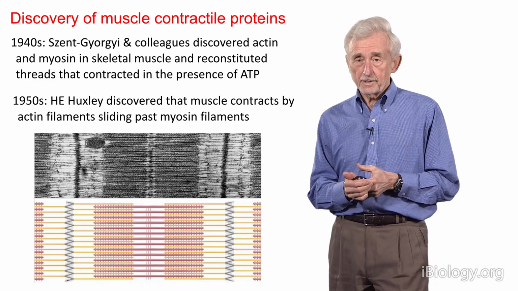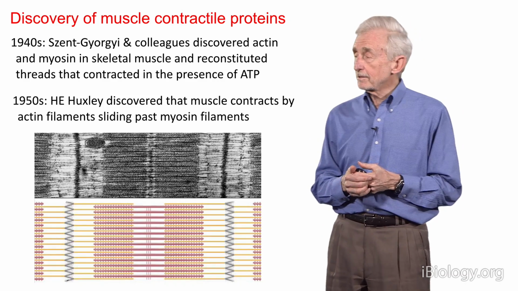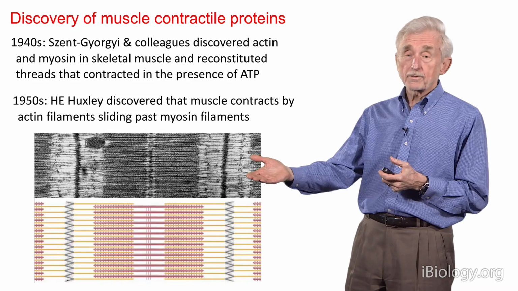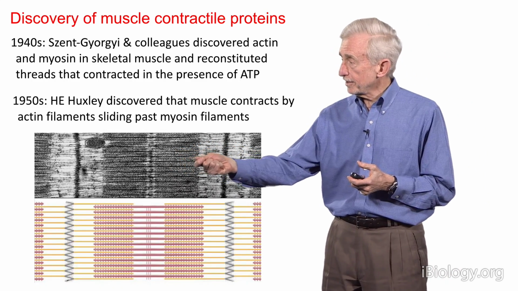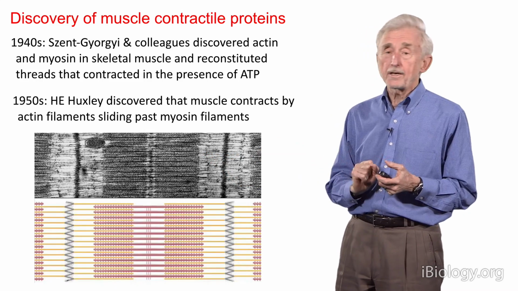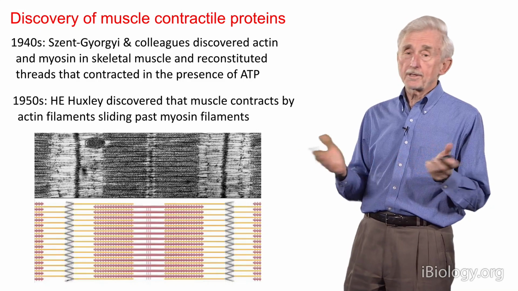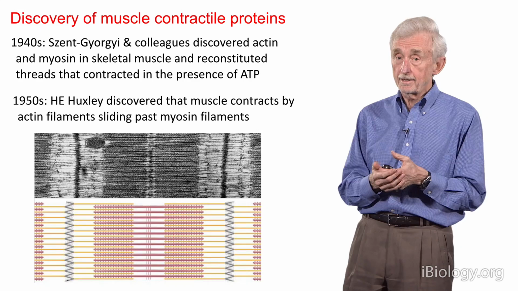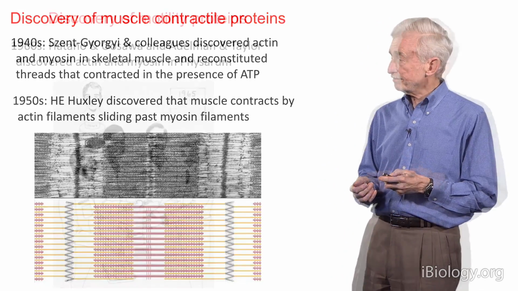In the 1950s, H.E. Huxley used electron microscopy to study the structure of skeletal muscle and showed that there were two types of filaments. The thicker filaments are myosin filaments, and the thinner filaments are the actin filaments. The myosin is the motor. It uses ATP to pull on the actin filaments, and he showed that the actin filaments slide past the myosin filaments during contraction of muscle.